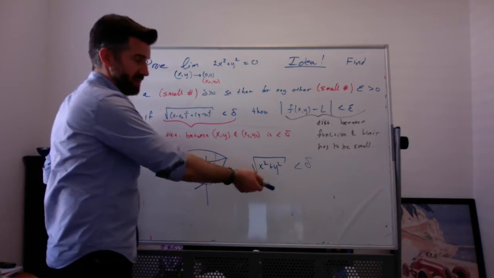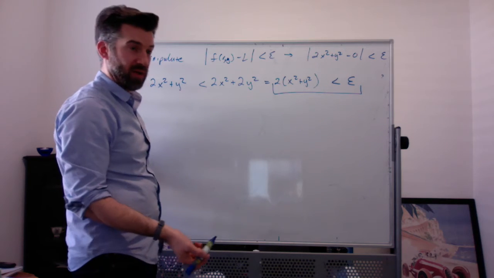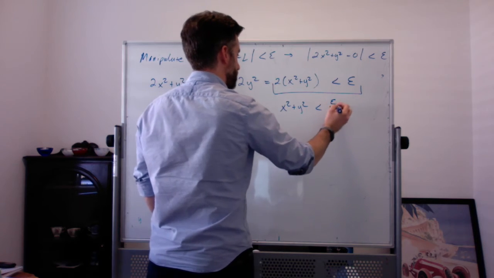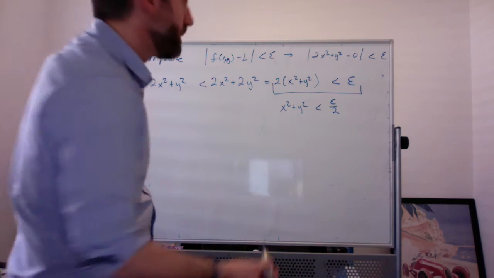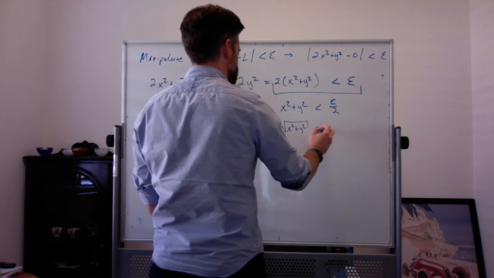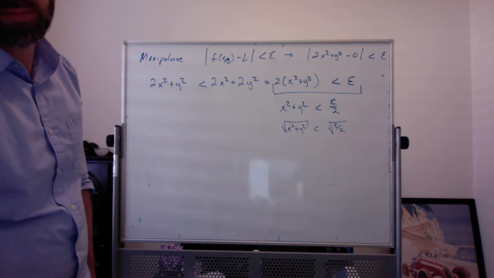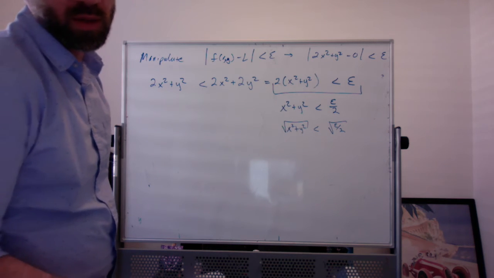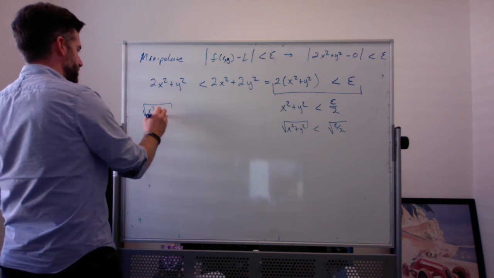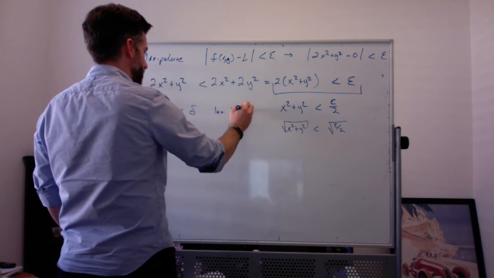All right, but now that I've got x squared plus y squared, I can use the fact that I need the square root of x squared plus y squared to be less than delta. So what I'm going to do is manipulate this now to get the square root of x squared plus y squared all by itself. So I'm going to divide both sides by 2. And hopefully I'm doing this right. Yes. And then I'm going to say that the square root of x squared plus y squared is less than the square root of epsilon over 2. Exactly. So what that means is, since I know the square root of x squared plus y squared needs to be less than some delta, we're going to let delta equal the square root of epsilon over 2.